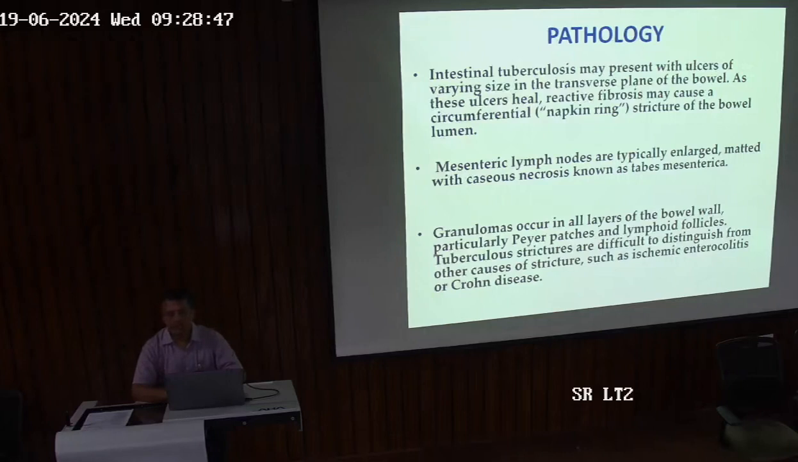So subacute intestinal obstruction is a feature of tuberculosis, which gives rise to a napkin ring-like structure. As the bacteria go into the lymph nodes, these lymph nodes get enlarged. So lymphadenopathy, intestinal ulcer with constriction, and associated mesenteric lymphadenitis is a classical triad of tuberculosis.